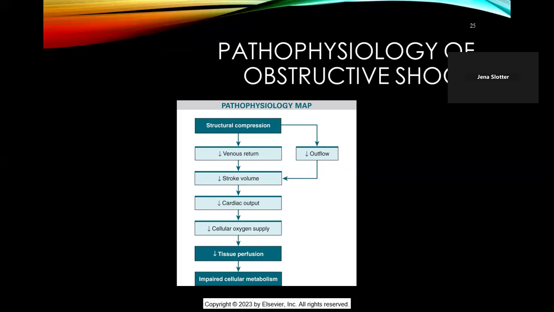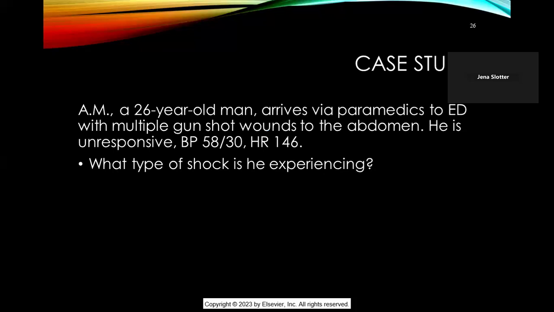So next, let's talk about this case study real quick. It doesn't really help to do a case study when you guys are not with me, but we'll give it a shot. We're going to talk about this guy a couple different times throughout this lesson, I believe. We have a 26-year-old man who arrives with multiple gunshot wounds to the abdomen. His blood pressure is obviously low and his heart rate is really high. We want to know what type of shock he is experiencing. Based on his vital signs, hopefully you thought about hypovolemic shock. So what other clinical manifestations might you anticipate with him?